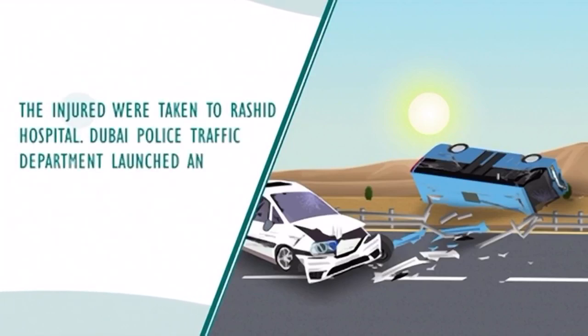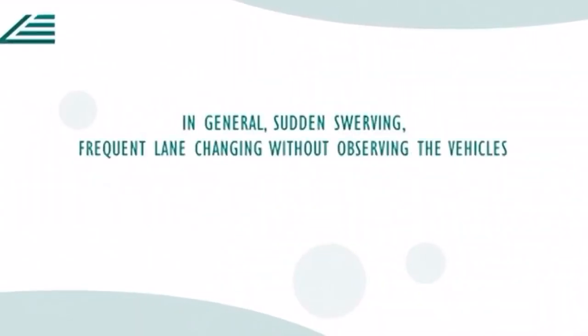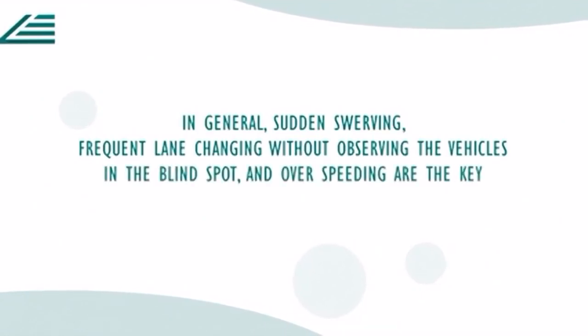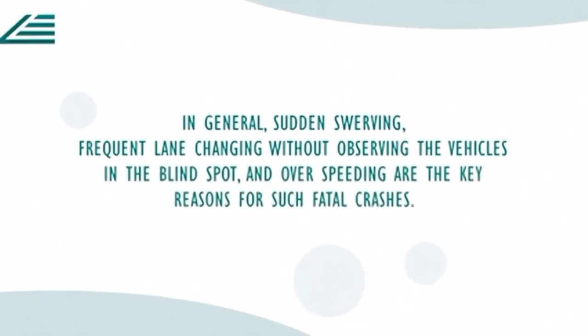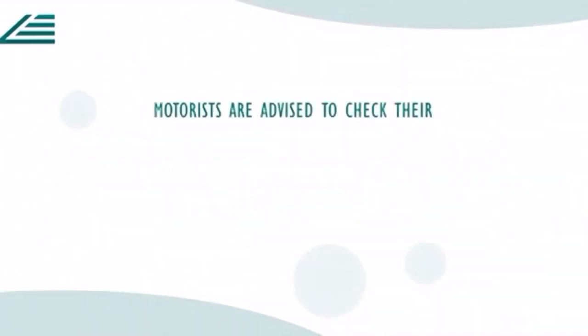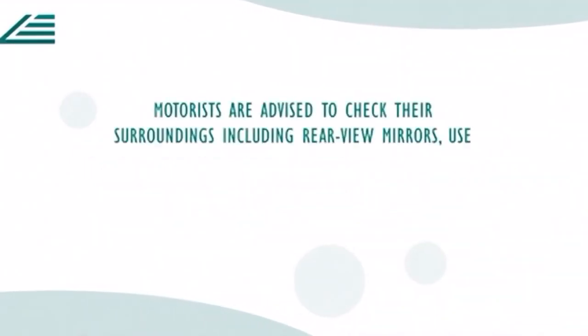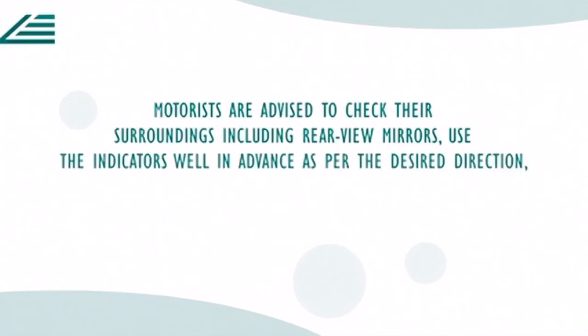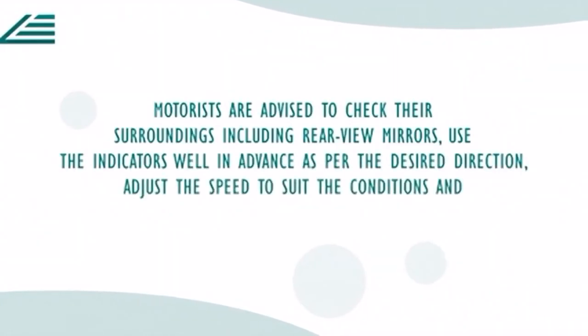Dubai Police Traffic Department launched an investigation to determine the cause of the accident. In general, sudden swerving, frequent lane changing without observing the vehicles in the blind spot, and over-speeding are the key reasons for such fatal crashes. Motorists are advised to check their surroundings, including rear-view mirrors, use the indicators well in advance as per the desired direction, adjust the speed to suit the conditions, and change lanes smoothly.